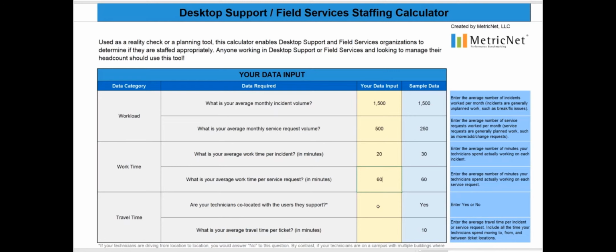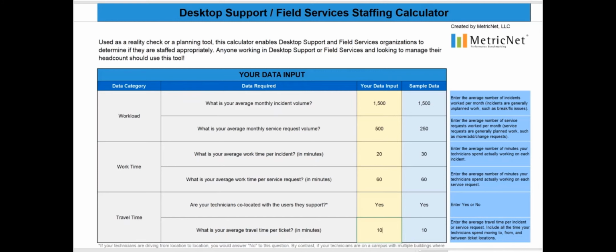Now, in desktop support and field services, there's typically travel time associated with the tickets. If you're co-located with your users, the travel time will be minimal. We do ask that question. Let's just assume that we are co-located with our users. You might be in the same building or on the same campus as those users, so your travel time is going to be shorter than if you are not co-located with your users. So let's just assume that our travel time per ticket is 10 minutes round trip.